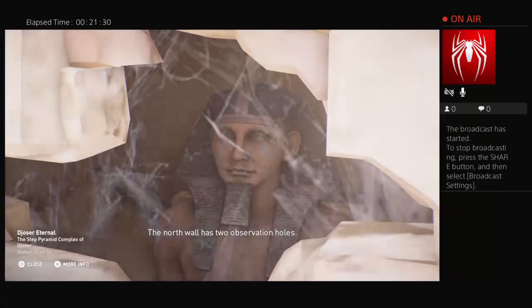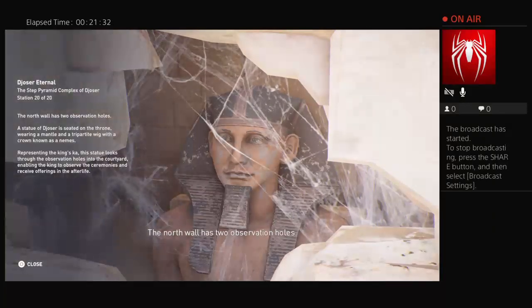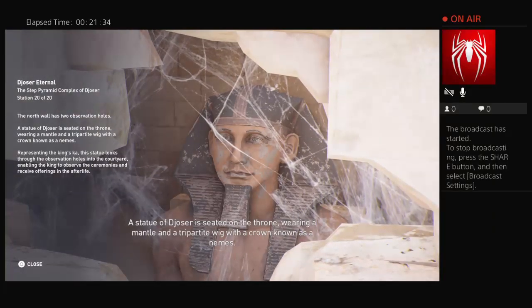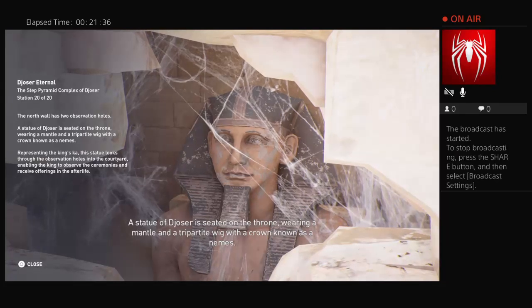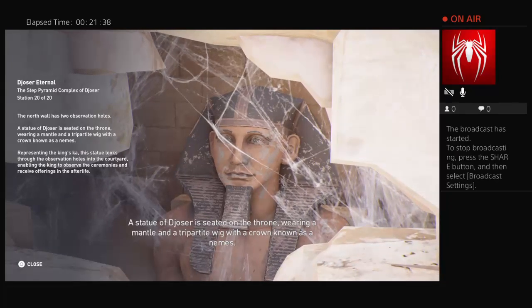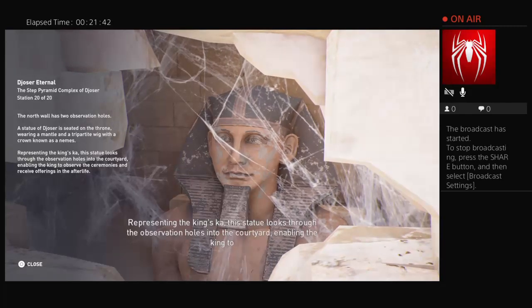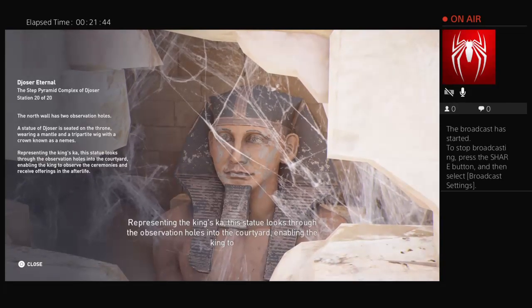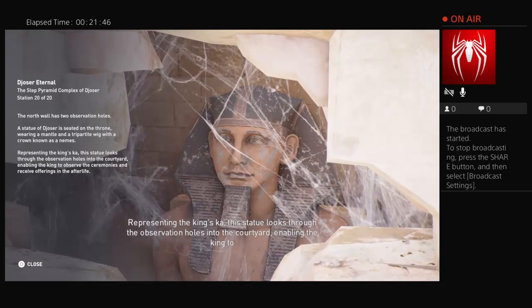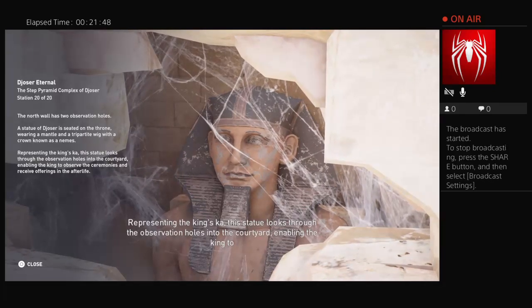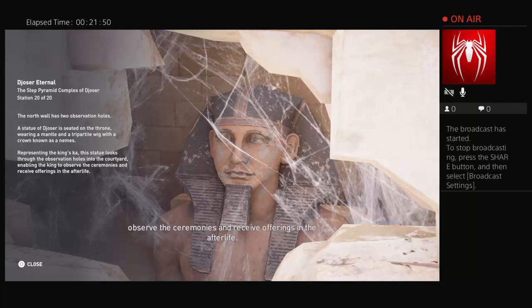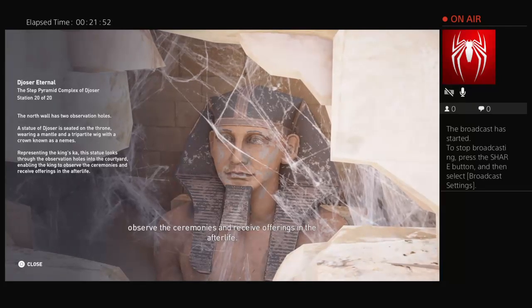The north wall has two observation holes. A statue of Djoser is seated on the throne, wearing a mantle and a tripartite wig with a crown known as a Nemes. Representing the king's Ka, this statue looks through the observation holes into the courtyard, enabling the king to observe the ceremonies and receive offerings in the afterlife.